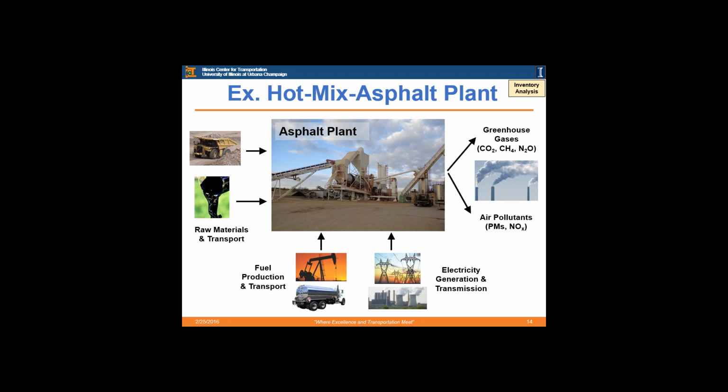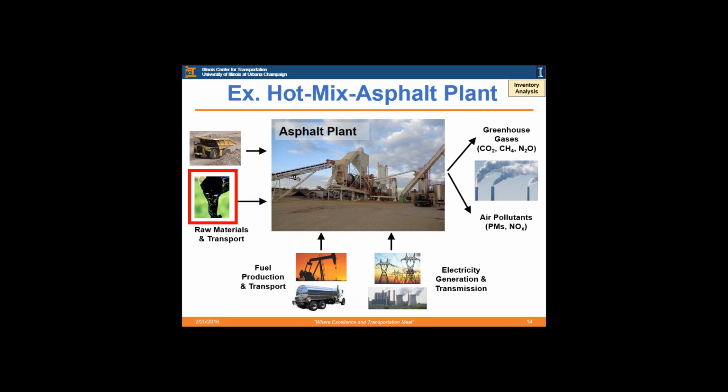So for each of these processes, we trace back, for example, for binder, which we'll talk about in a bit, we have to trace back the production, all of the steps, and look at what we call the upstream emissions. So not just the downstream emissions here from the final process, but also everything that goes into it, how the electricity is generated, how the fuel is extracted and processed and transported, and so on.